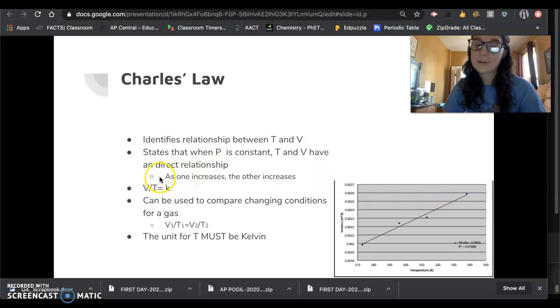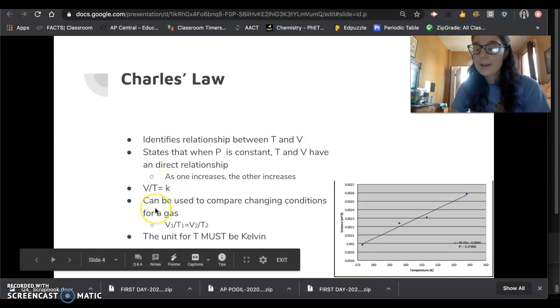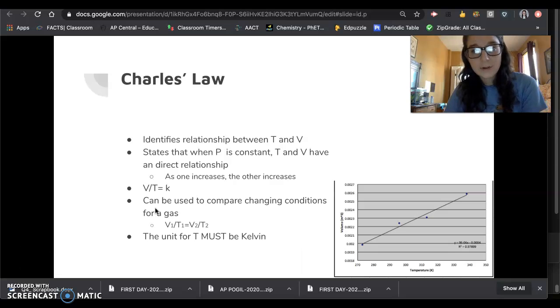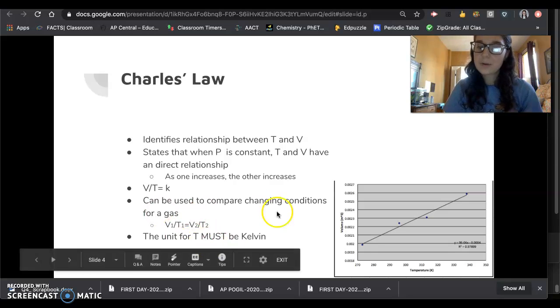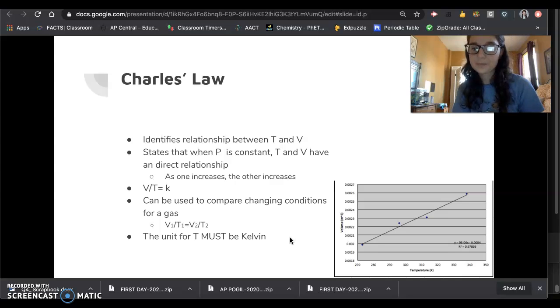Mathematically, the relationship looks like V over T equals K. K is again a constant. So if this constant isn't changing, if it's always 1, if you increase volume, you have to increase temperature as well to keep that value the same, to keep it 1. And again, this can be used to compare a sample under changing conditions as long as pressure is constant. So we take initial volume over initial temperature equals final volume over final temperature.